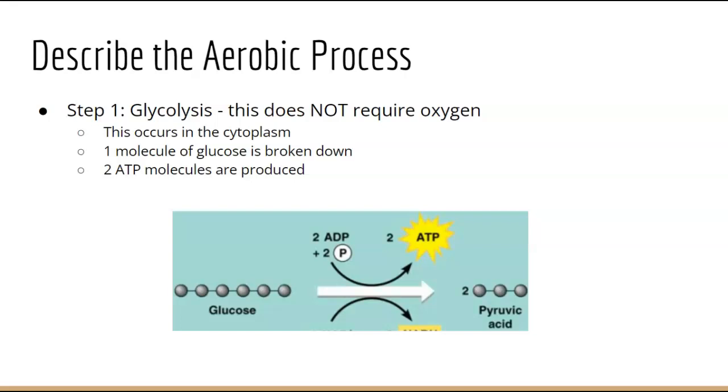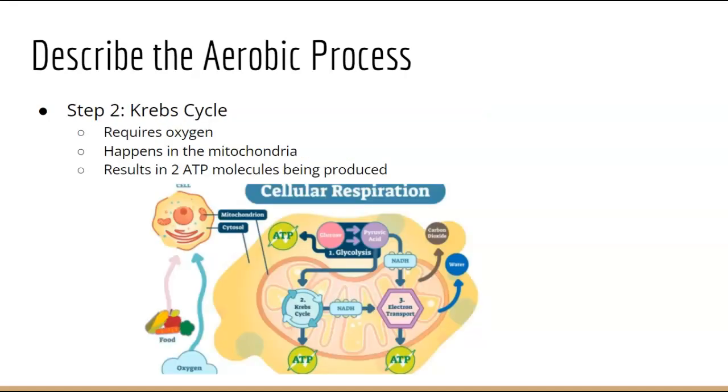What changes is if there's oxygen, we then move into the mitochondria. When we move into the mitochondria, that's where the aerobic process differs from the anaerobic process. Step 2 of the aerobic process is called the Krebs cycle. This requires oxygen. It happens in the mitochondria, and you get 2 more ATP molecules.